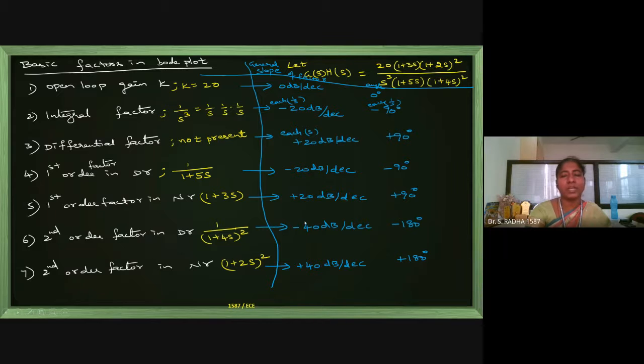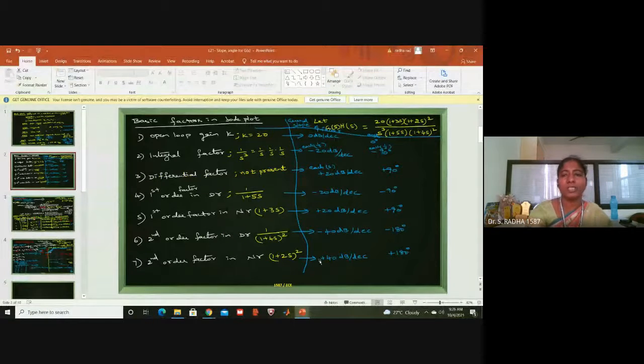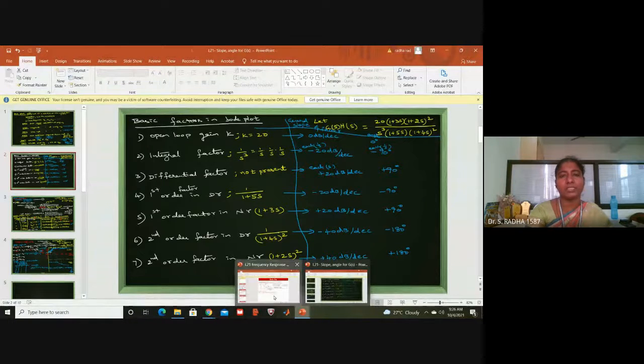And second order factor in denominator means minus 40. Numerator second order factor means it is plus 40. Only these 7 points you have to remember. Okay, phase angle we are not dealing with presently in these diagrams. Okay, only the slope we have to remember. Based on that, it is very, very easy for calculation.